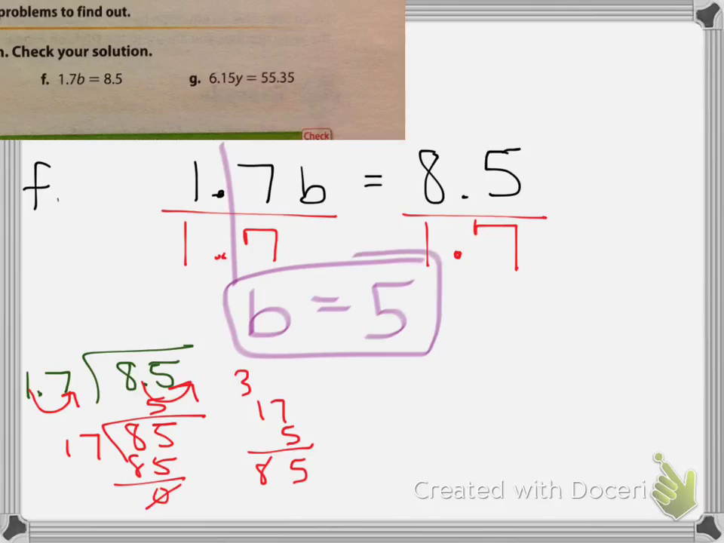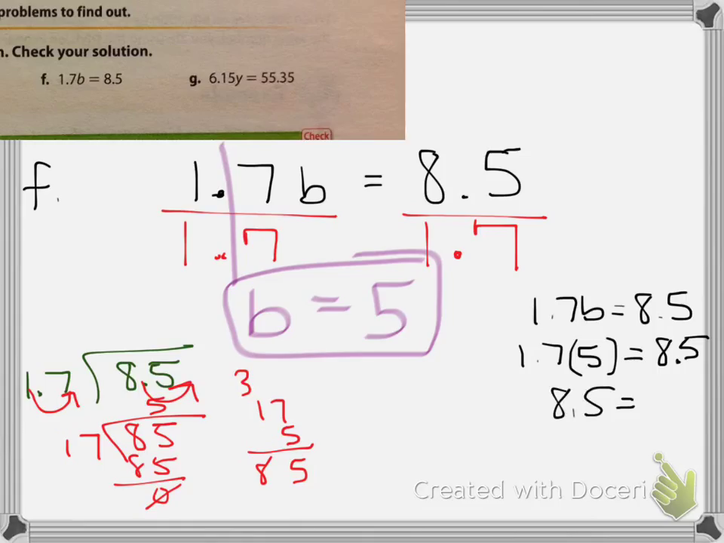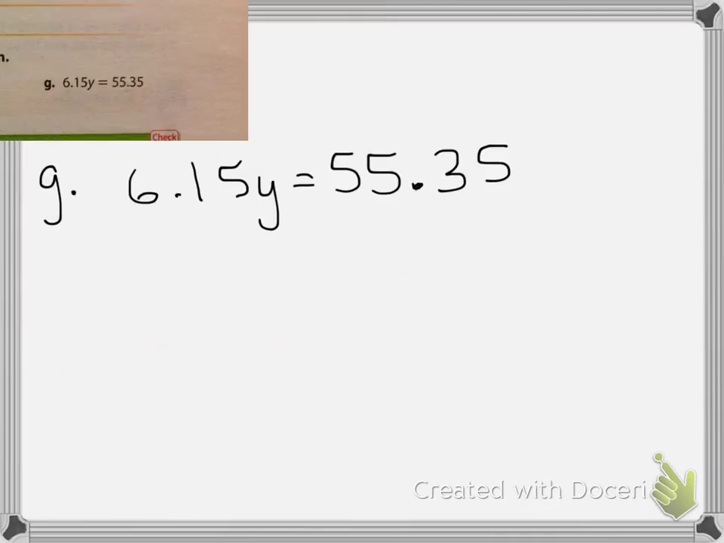Then you want to do your check off to the side. So my check is going to start with 1.7b equals 8.5, and then 1.7 times 5 equals 8.5, and then 8.5 is in fact equal to 8.5. Check. And the reason why I'm not showing you the multiplication when I do the check is because I have the division over here. That's how I know that that's a correct answer.